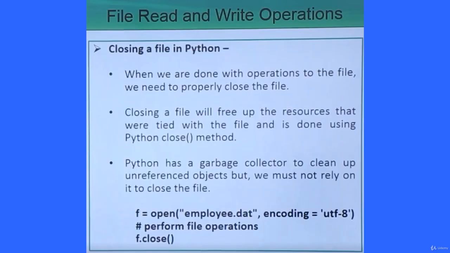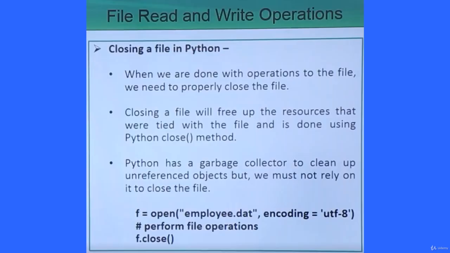Closing a file in Python. When we are done with the operations on the file, we need to properly close the file. Closing a file frees up the resources that were tied to the file, and this is done using the Python close method. Using the close method, the file will be closed and the memory space allocated for the file will be declared as free space.